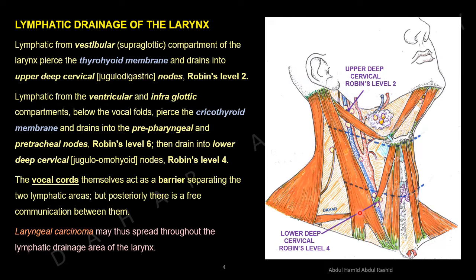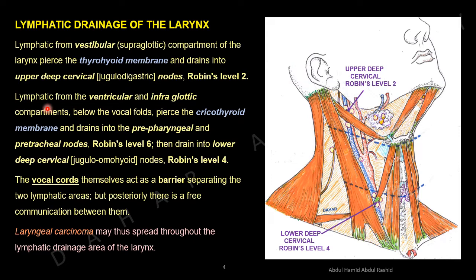Now, lymphatics from the upper part of the larynx, that is the vestibular, also called the supraglottic compartment of the larynx, pierce through the thyrohyoid membrane, that is the membrane between the thyroid cartilage and hyoid bone, and drain into the upper deep cervical, that is jugulodigastric nodes, also called Robbins level 2.